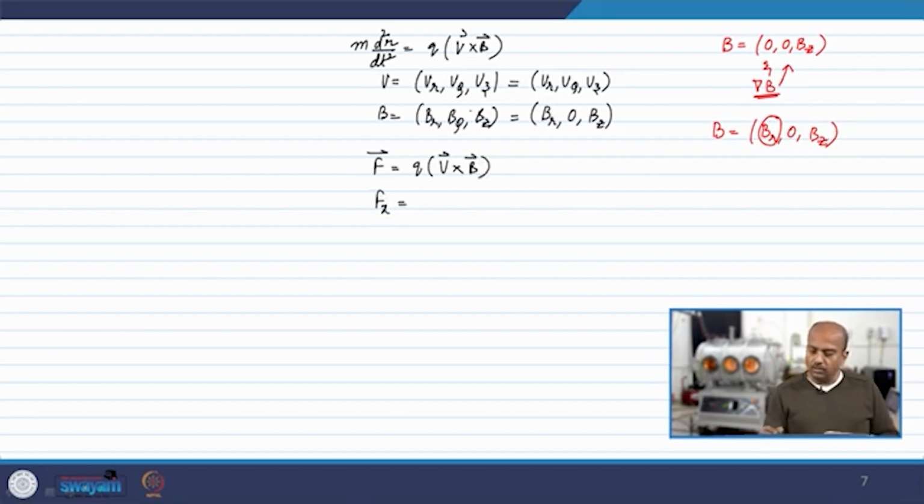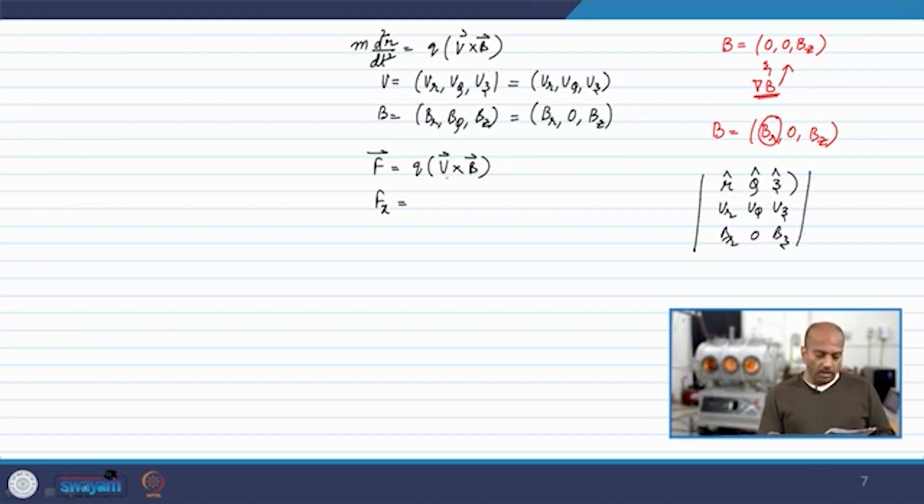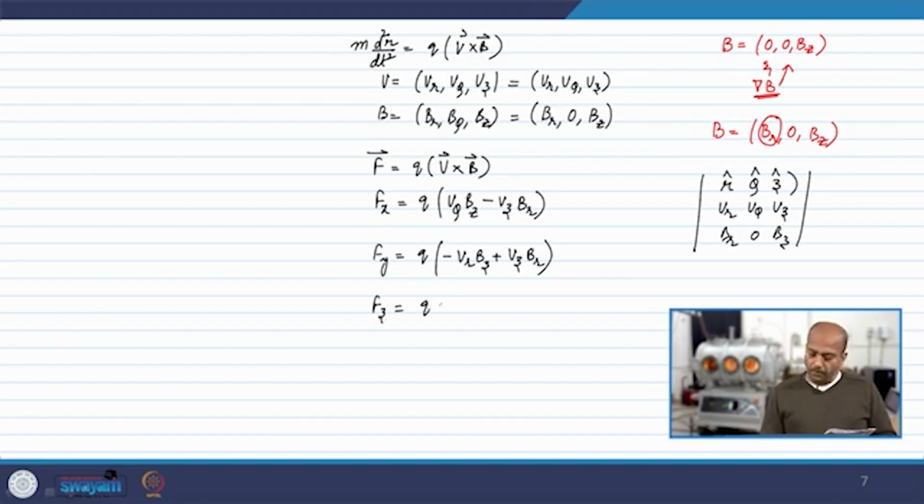or we can write Fx using this, we can write Fx as q times V phi Bz minus Vz Br, Fy as q times minus Vr Bz plus Vz Br, Fz as q times Vr B phi minus V phi Br.